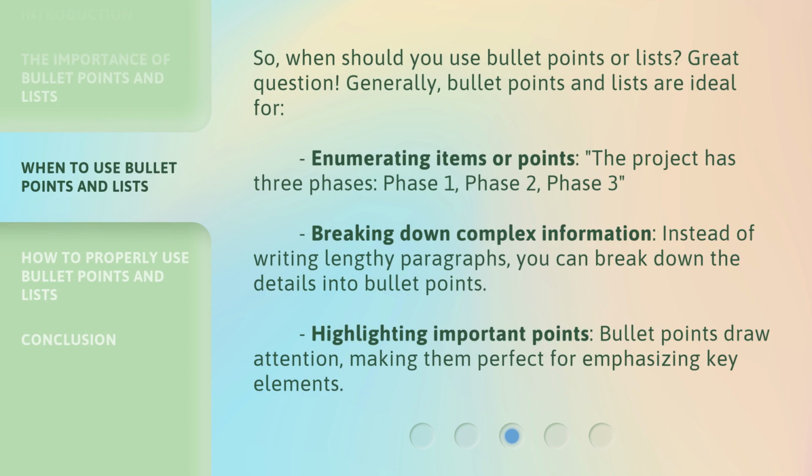So, when should you use bullet points or lists? Great question. Generally, bullet points and lists are ideal for enumerating items or points. The project has 3 phases: Phase 1, Phase 2, Phase 3.